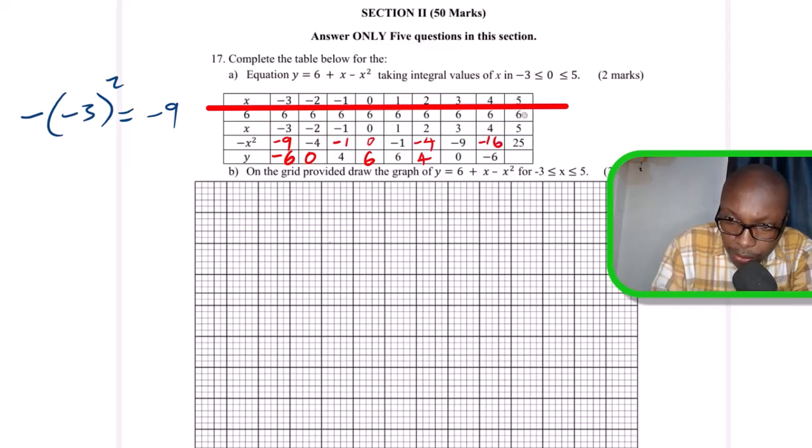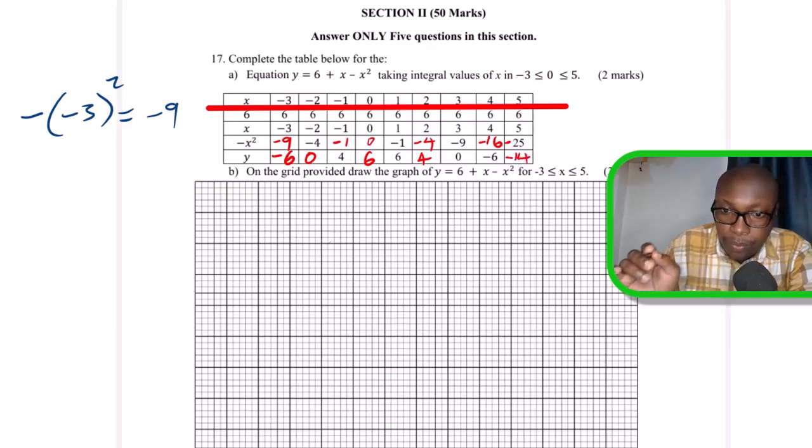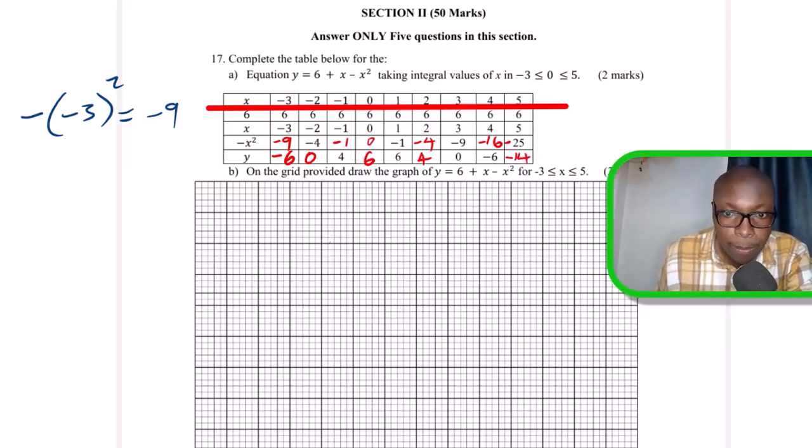Then the last one, I will correct something here. When x is 5, -x squared will be -25, not +25 as indicated there. So you have 6 plus 5, 11. 11 subtract 25, that will be -14. So now we have filled the table.